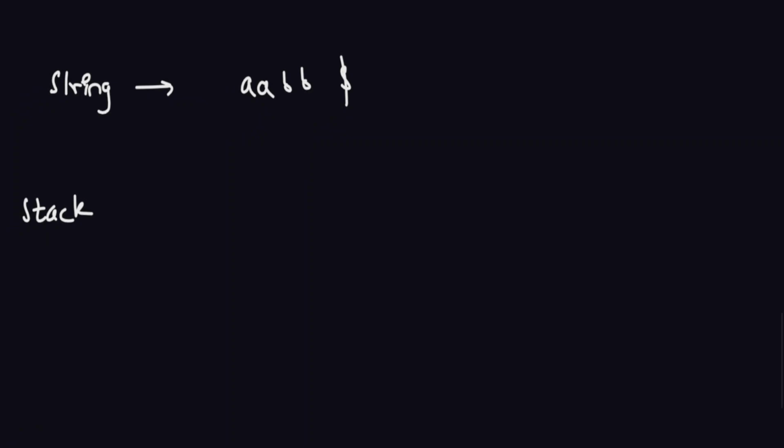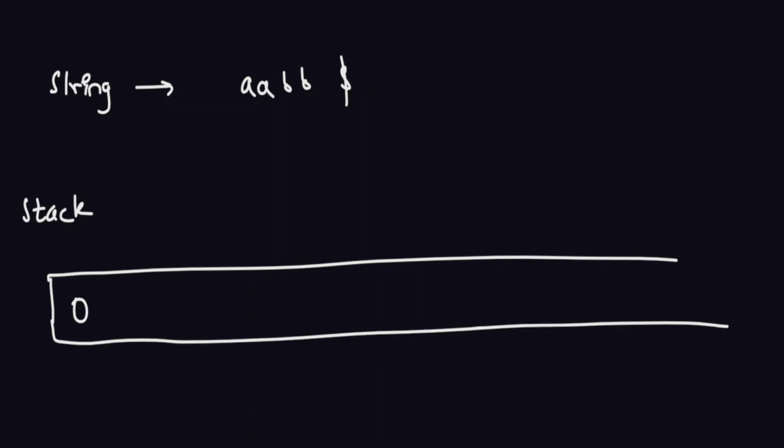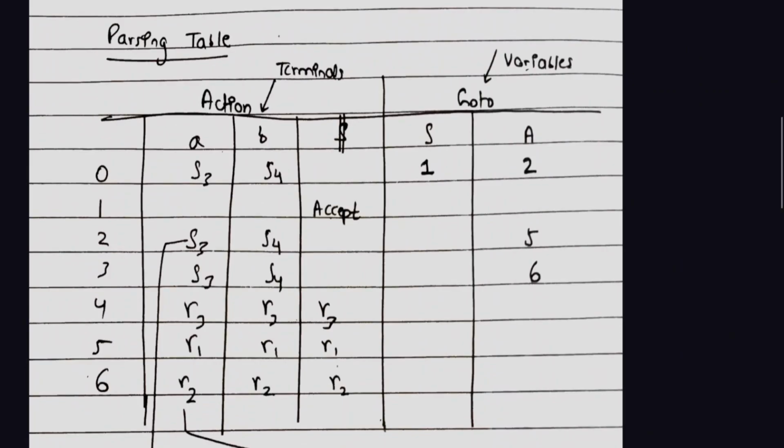So this is the string. We're going to use the stack data structure. In this stack data structure, the first level, state 0, is pushed into the stack. And right now we are at string A, so this A will also be pushed into the stack. Then we will check what happens to A when it is at state 0. When it is at state 0, A is converted to shift 3.